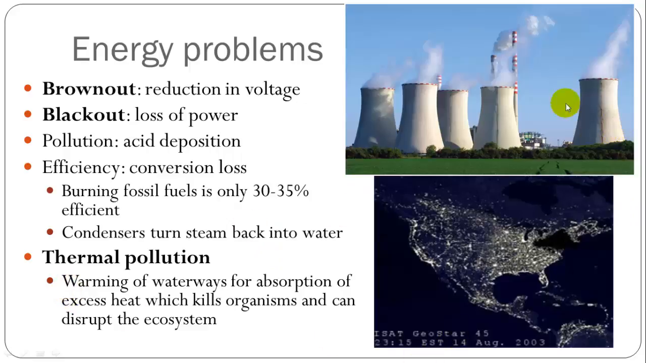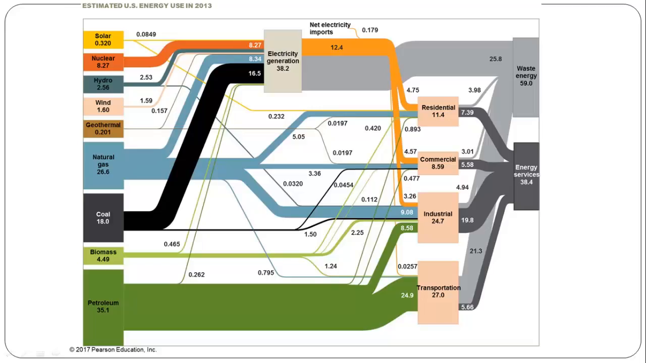Thermal pollution, as I mentioned: when things have to be cooled down, generally water is used, and warm water is then pumped back into waterways, which isn't the natural state in which it started, and so it can affect a lot of organisms that live there.